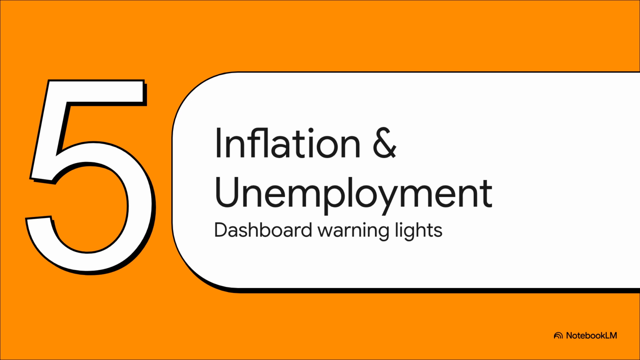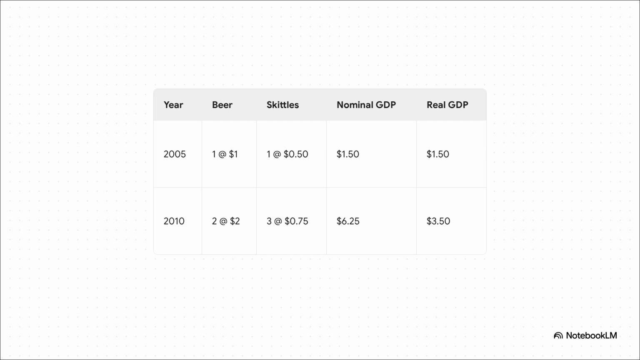Let's shift gears a bit and check on those warning lights flashing on the dash in Section 5, inflation and unemployment. This hypothetical beer and Skittles economy is brilliant because it perfectly demonstrates the sheer illusion of nominal GDP. Imagine in 2005, your entire output was exactly one beer and one pack of Skittles for a grand total of $1.50. Fast forward 5 years to 2010, and the nominal total looks huge at $6.25.